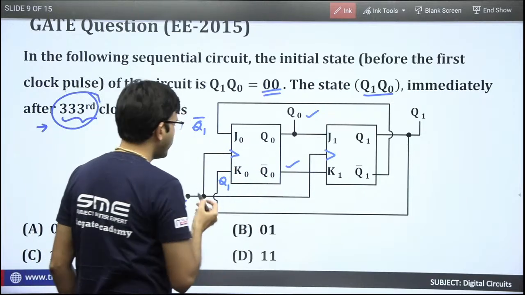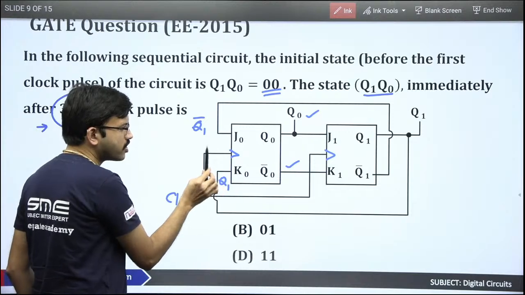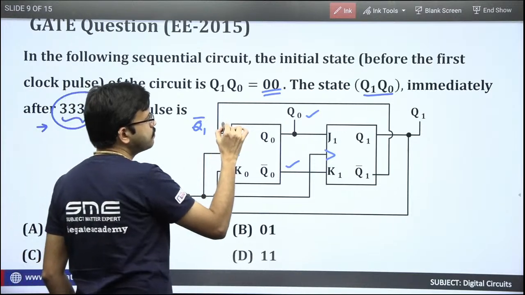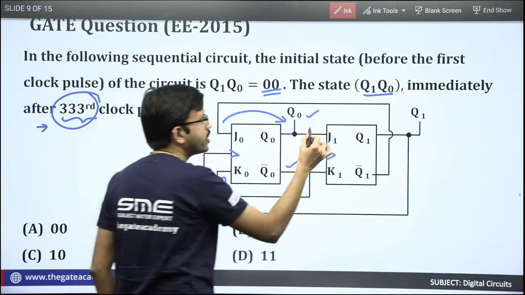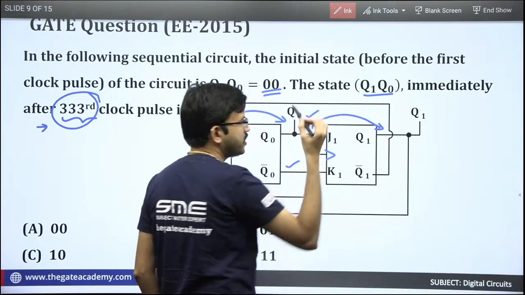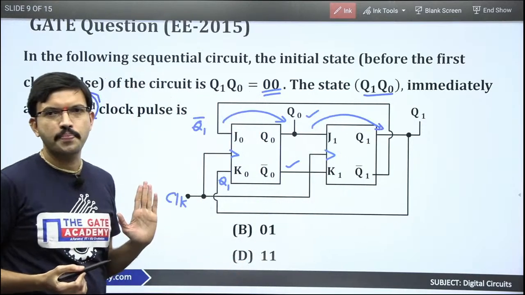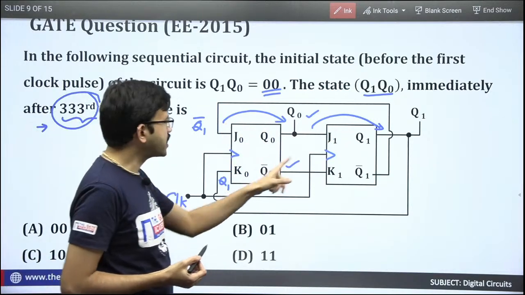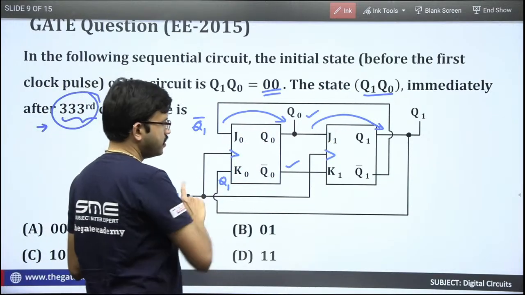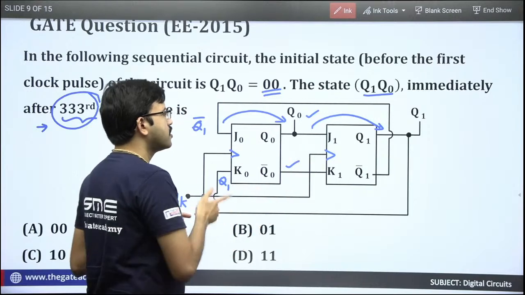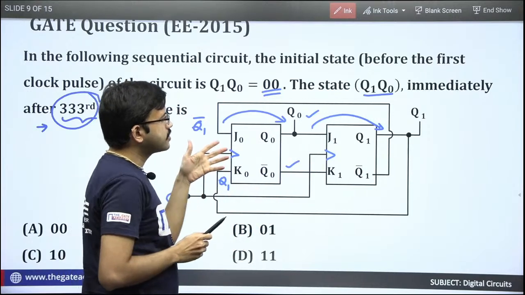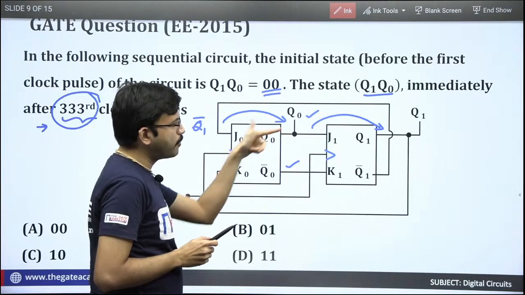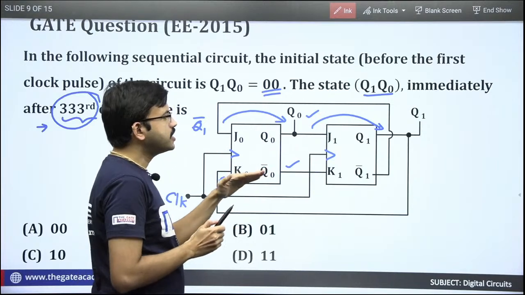Whenever the respective positive edge of the clock signal comes, whatever input you have here will come here, and whatever the earlier input was will come here. That is simply a D flip-flop. That's all. So simply you have two D flip-flops connected in this fashion. They have framed the question with the help of JK flip-flops, but they are just misleading you.